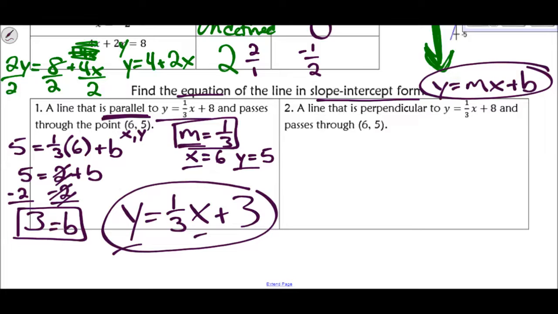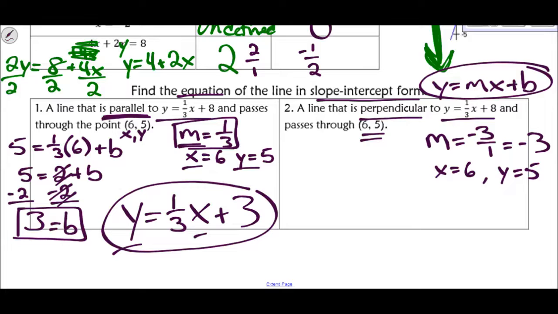It's talking about a line that is perpendicular to that same line, and it also passes through 6, 5. So it's perpendicular to this slope, perpendicular to this line. My m is going to be the opposite reciprocal of that slope. It's 3 over 1. That's flipping the fraction, and then I change the sign into a negative. That's really just the slope of negative 3. And I still have my x and my y. That's 6 and 5.